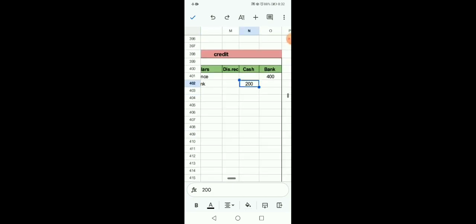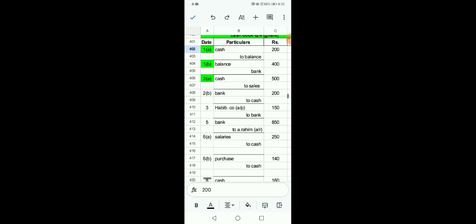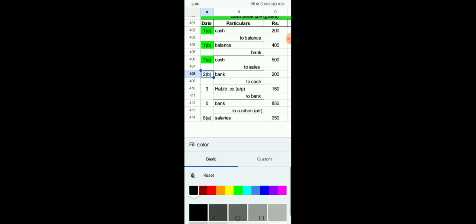This way, entry number 2B was having two elements. Bank we have debited by 200 and cash is credited by 200. Both elements have been posted. It means 2B is completed. Mark it as it has been done. Now we are on entry number 3. There are two elements, but only one element is related to cash book, which is bank.